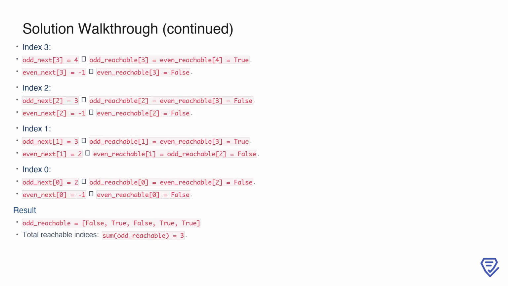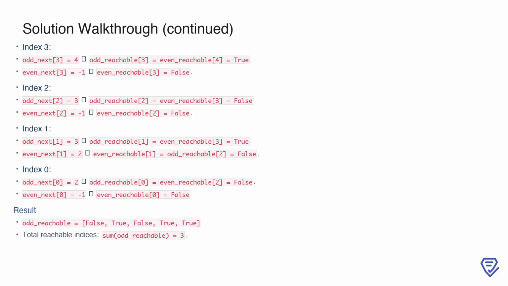At index 3, odd_next[3] is 4, and since even_reachable[4] is true, we set odd_reachable[3] to true. For even jumps, even_next[3] is -1, so even_reachable[3] remains false. At index 2, odd_next[2] is 3, but even_reachable[3] is false, so odd_reachable[2] remains false. Similarly, even_next[2] is -1, so even_reachable[2] is also false.